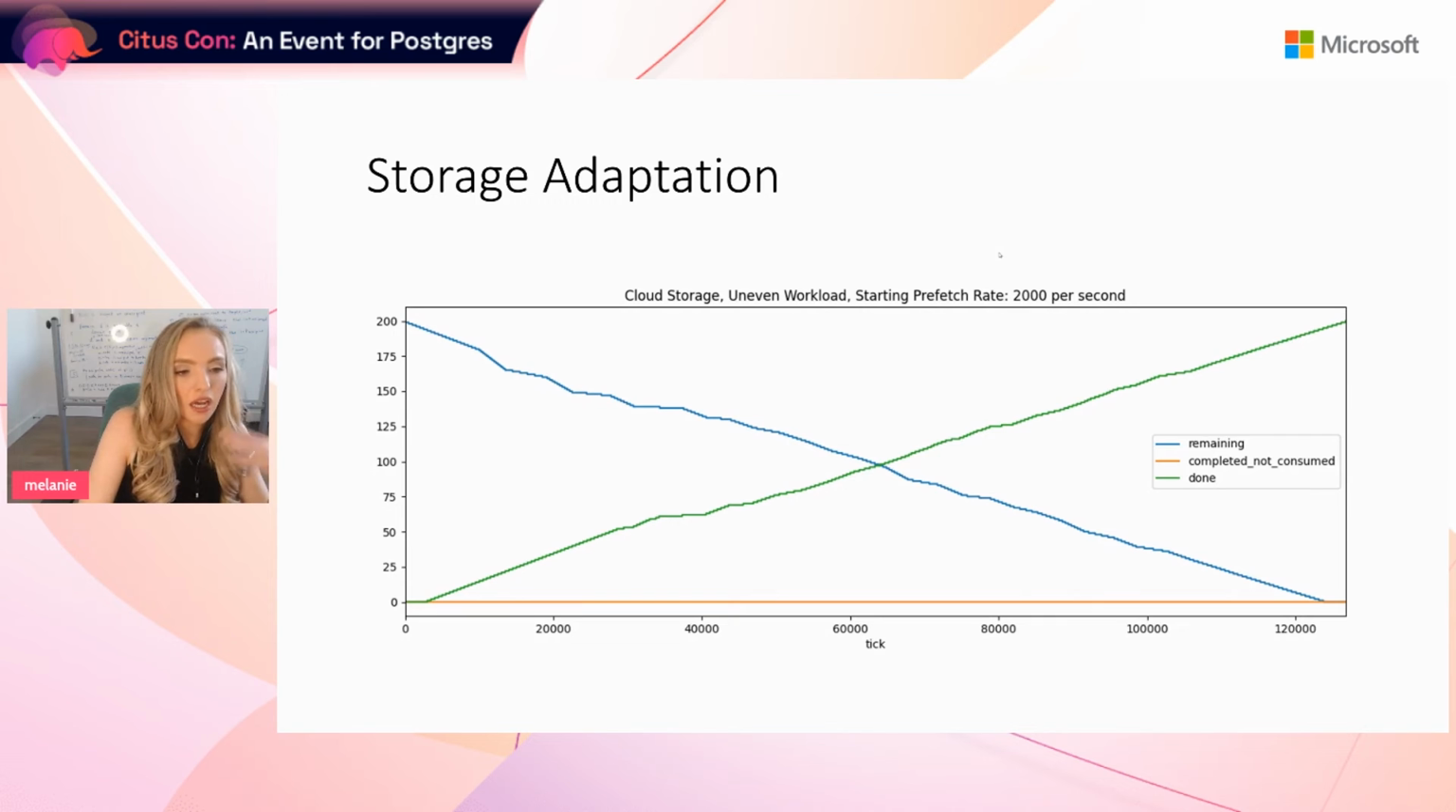And because it's bound by the storage, you don't see a lot in this graph. Completed not consumed stays 0. Basically what it's saying is that you're bound by the storage, not by the consumption rate, so you can actually see the uneven consumption rate in the done line.